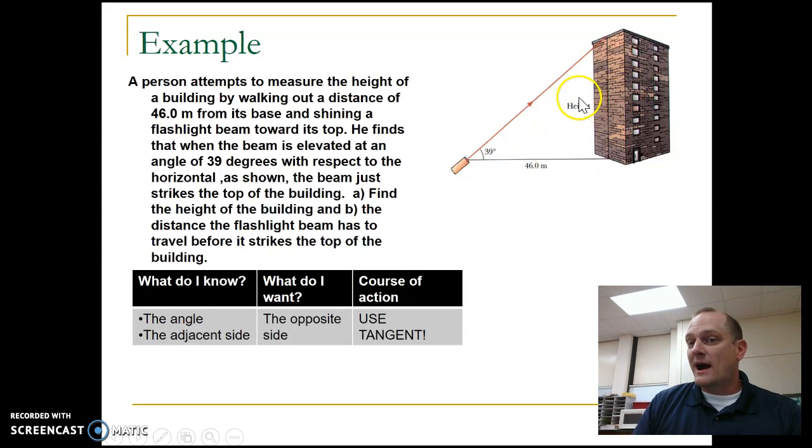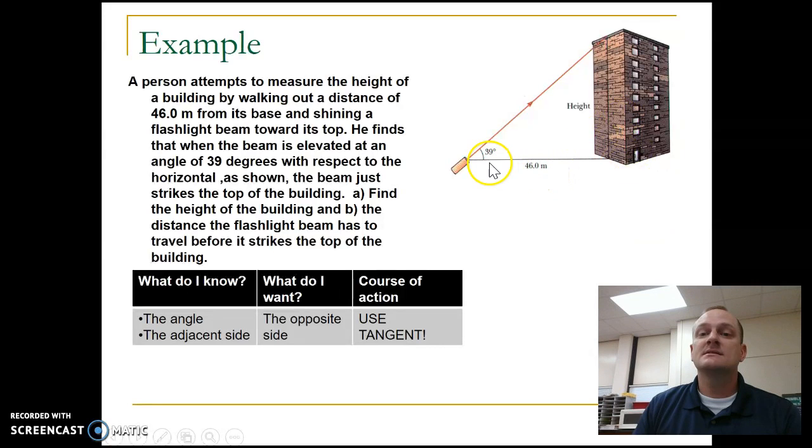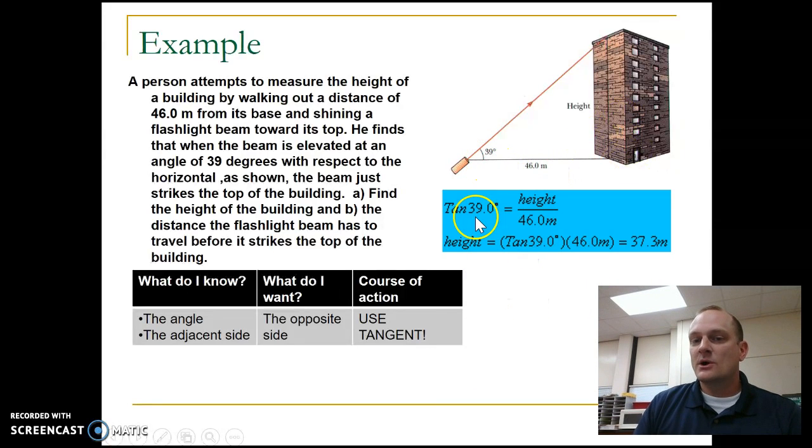Well, let's look at this. I'm also looking for height, right? Well, what is the height? The height is the opposite side. So I'm interested in the opposite, the adjacent, and theta. That's going to be tangent, right? TOA, SOHCAHTOA. Opposite and adjacent, and I have theta there. So I know that tangent of the angle, 39 degrees, equals the opposite side, which is the height, divided by the adjacent, which is 46.